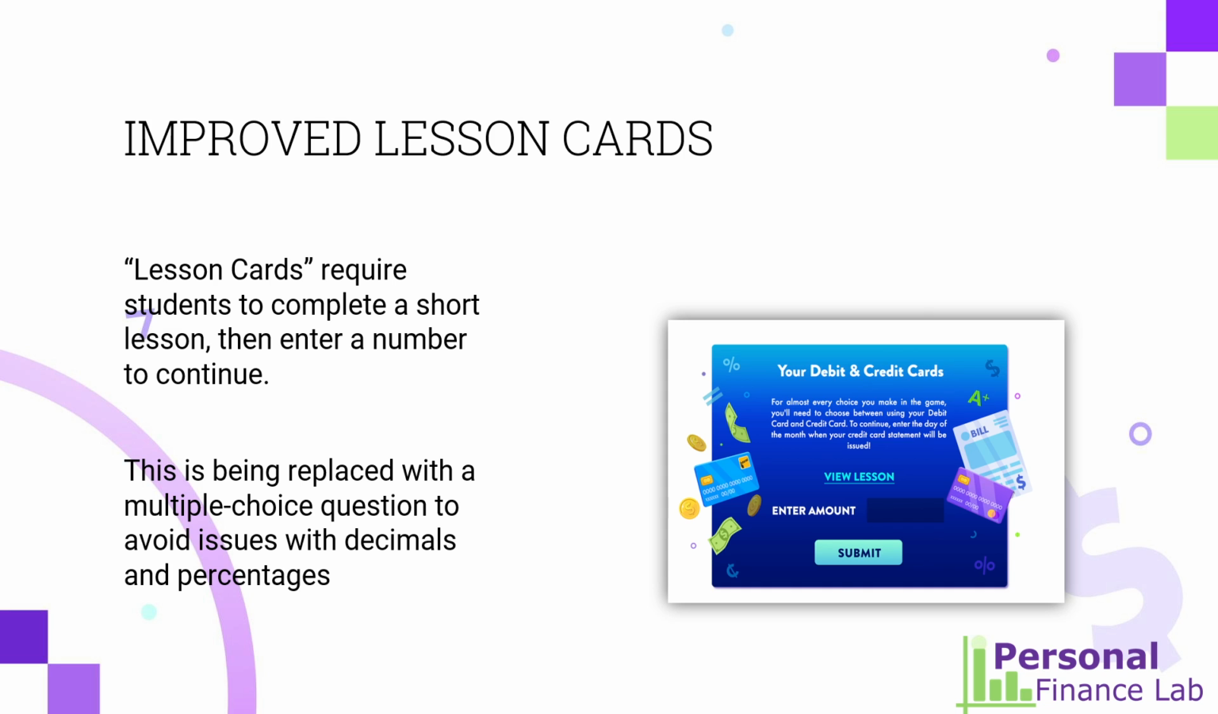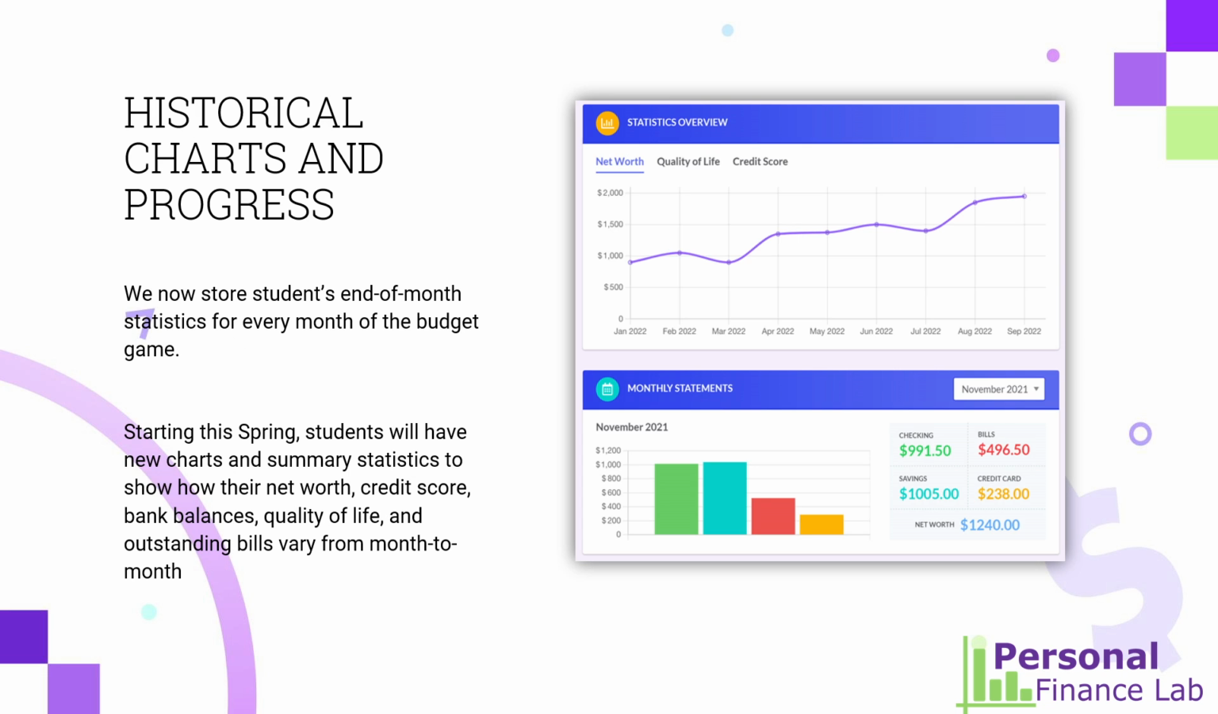The second part is that starting now, we're actually taking a snapshot at the end of each month of students' progress in the game, of what all their stats are. And we're going to be using this to improve the students' summary reports so they can see how all of the statistics they've had in the game have been moving over time.